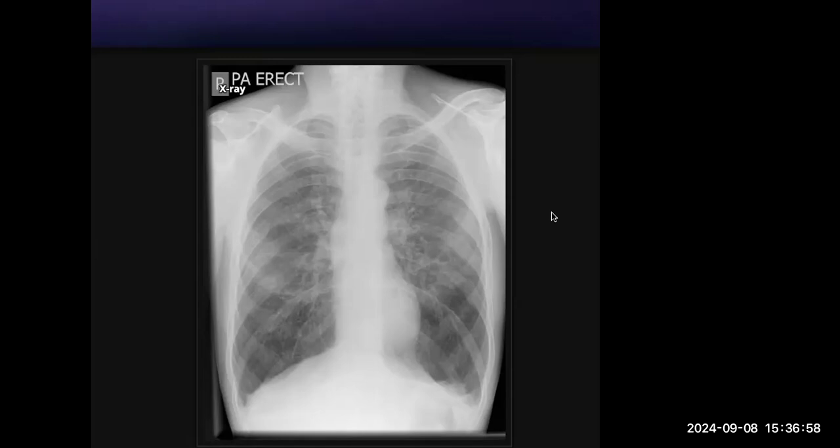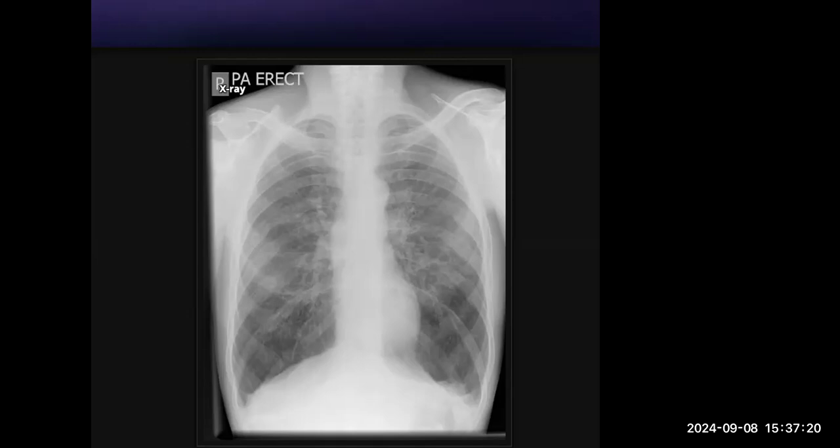Okay, I do see there are some nodular opacities in bilateral lung fields, reticulonodular opacities in bilateral lung fields involving the mid and upper zones. The cardiac margins appear normal. Bilateral hila also appear normal. There is no evidence of lymphadenopathy or bulkiness in the hila.